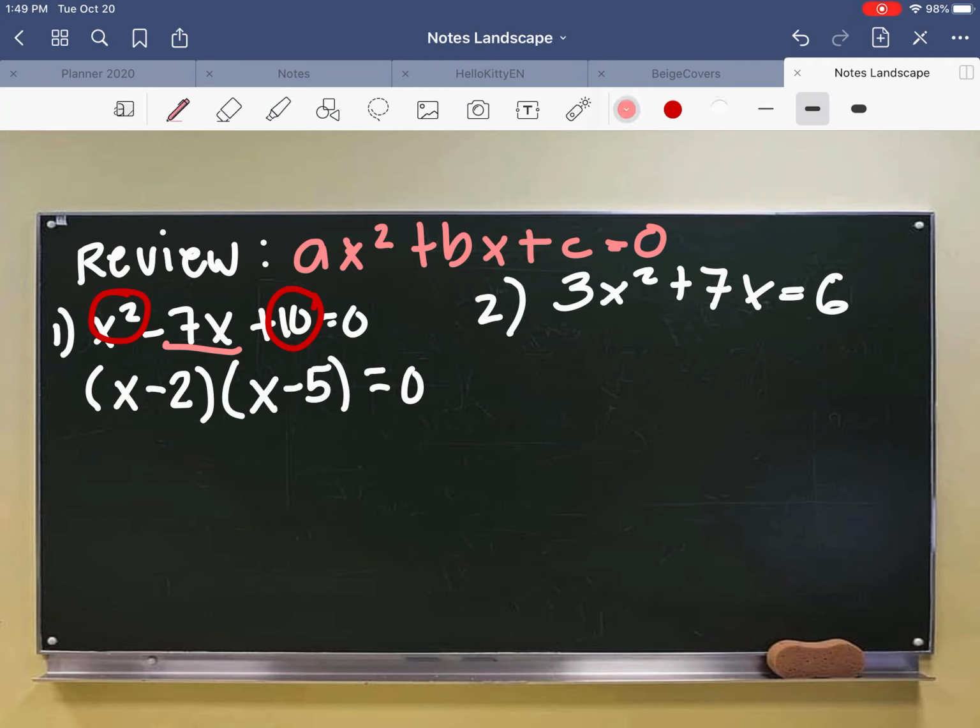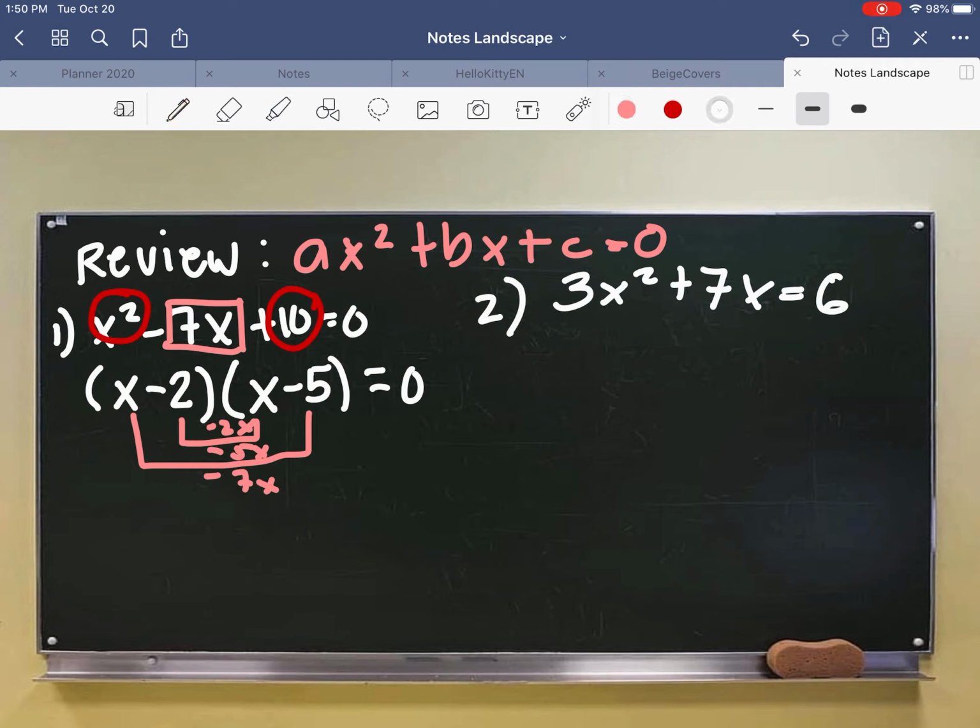If you want to check, itong dalawang to, tsaka itong dalawang to, we multiply. So, this is negative 2x and this is negative 5x. Pagkainad natin is negative 7x, which is yung gitna nito. Alright. Okay, so yan na yung factors.